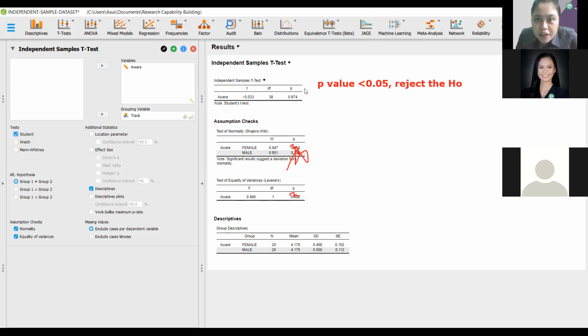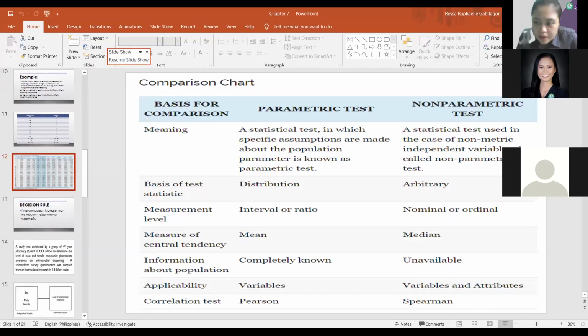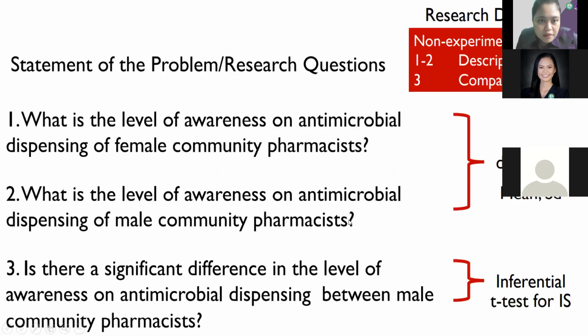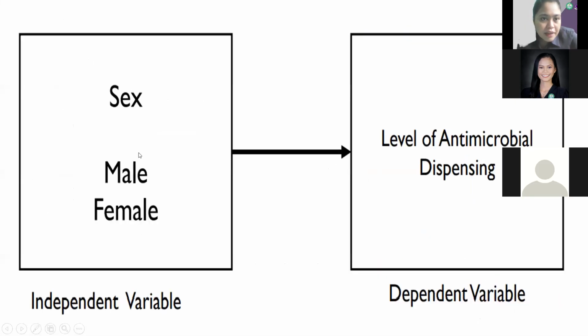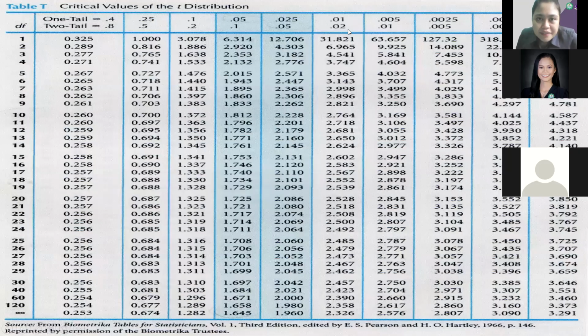Diba decision natin is accept the null hypothesis. Kung for example gusto mo talaga tingnan yung table, saan nga yung table natin? This one. Ayan. Kung titingnan natin yan sa table, two-tailed test pa rin, diba? Kasi non-directional naman yung ating test. And then, this is 0.05 here.